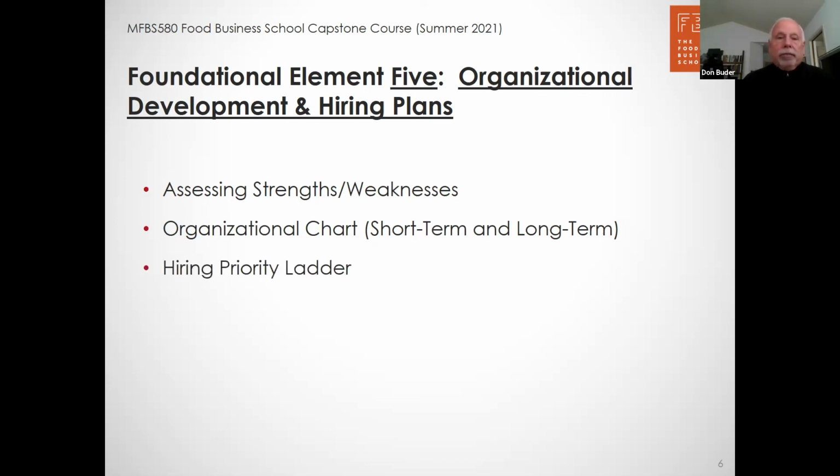So we have to set a hiring priority ladder. So who do we need first? Who do we need second? Who do we need third? Those can be tough choices, but we have to be smart about it because we only have so many resources to apply to that. But we have to have the right people in the right places at the right time. So that's worth giving a lot of thought to.